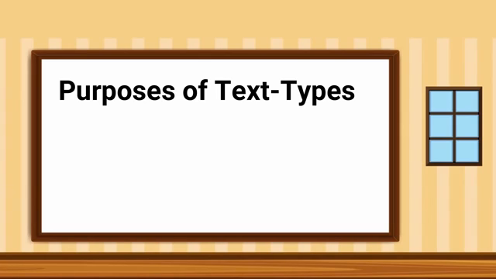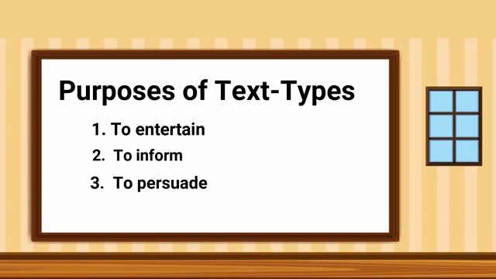Writers choose appropriate text type to match their purpose of writing. There are three purposes of text types. First is to entertain, second is to inform, and third is to persuade.